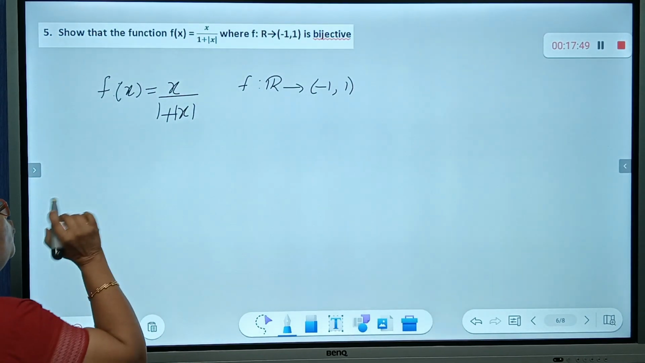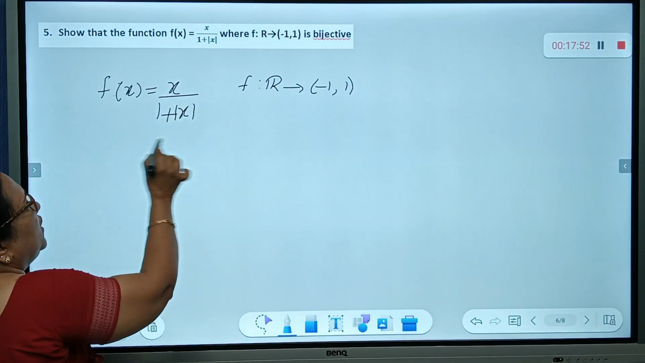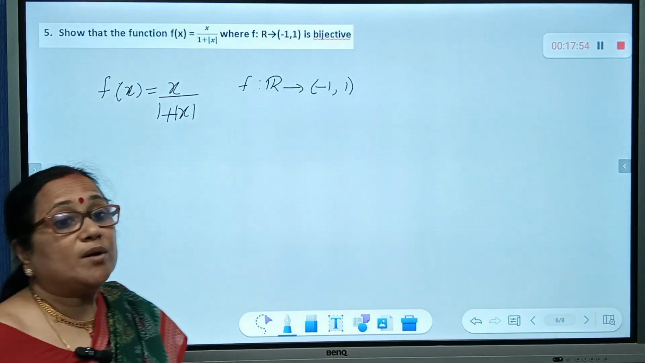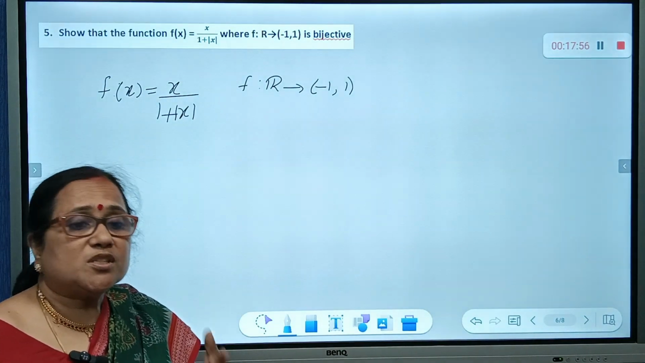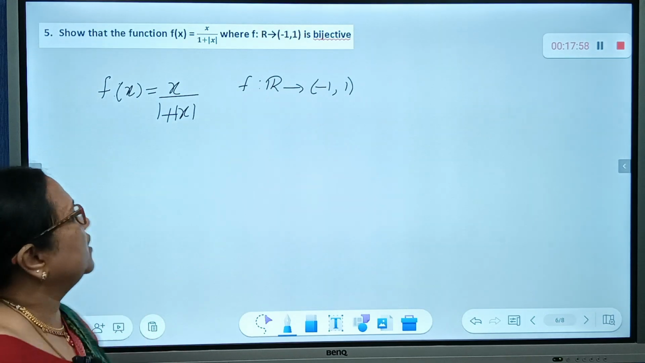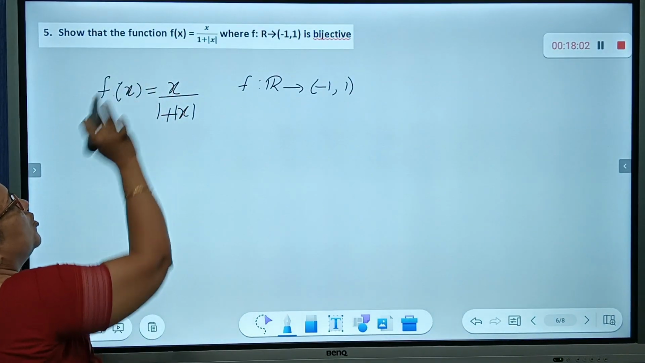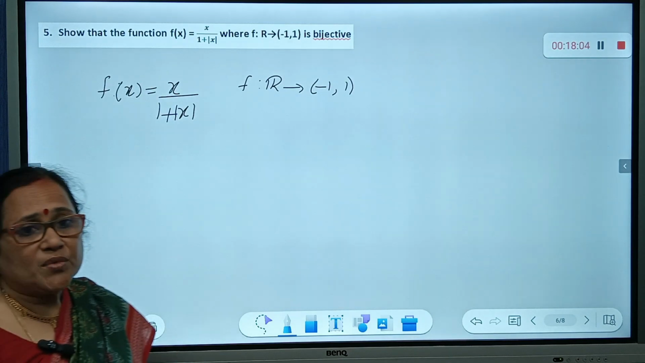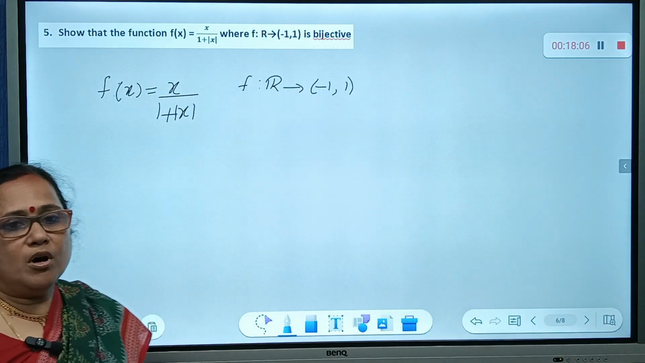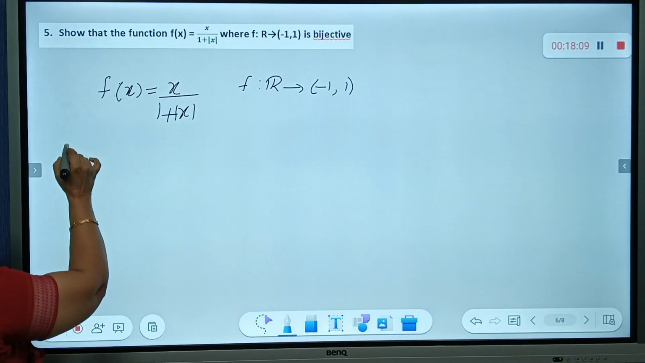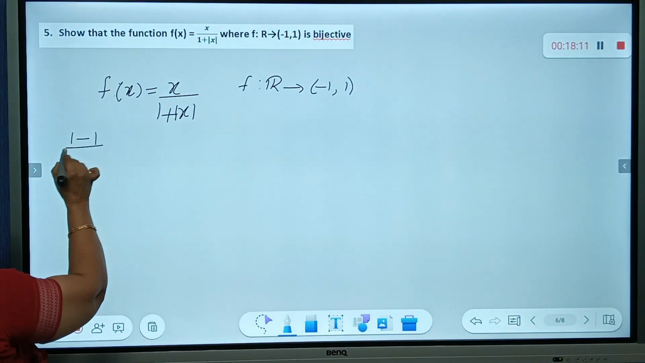Now, you must also notice something. When you look at the denominator, you have 1 plus mod x. 1 plus mod x is always positive. So, that is something that you need to note in your mind. Denominator is always positive. The numerator can be either positive or negative. Now, let us check whether the function is 1 to 1.